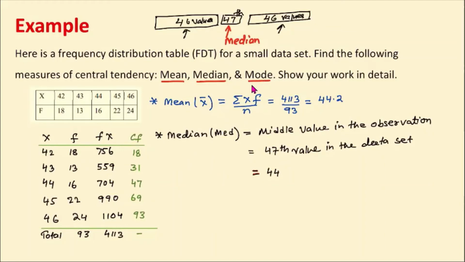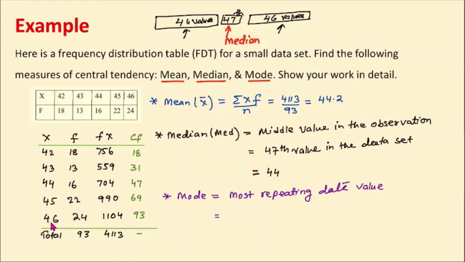Now let's go to the last one. The third one we want is the mode. And if you think of mode, mode is the most repeating data value. So if you look at the table, 42 repeats 18 times, 43 repeats 13 times, 44 repeats 16 times, 45 repeats 22 times, and 46 repeats 24 times. So you can see 46 has the highest frequency, 24. So 46 is the mode.